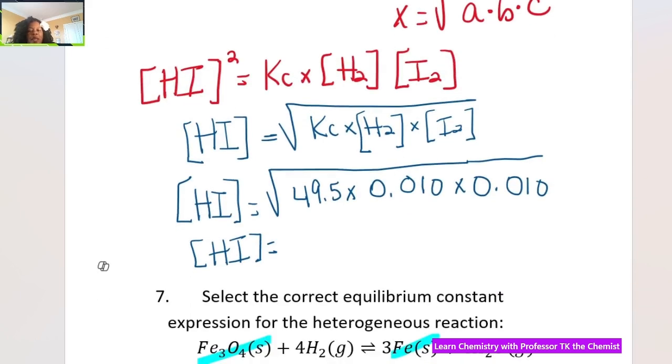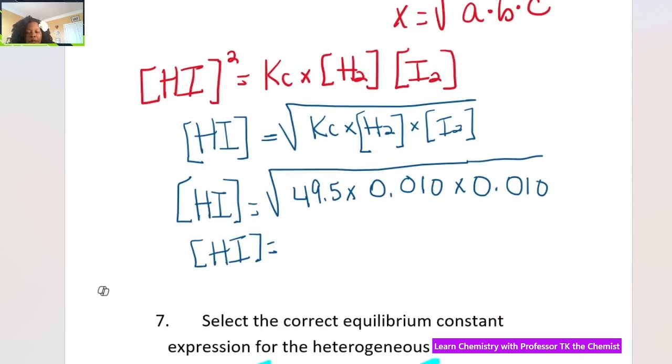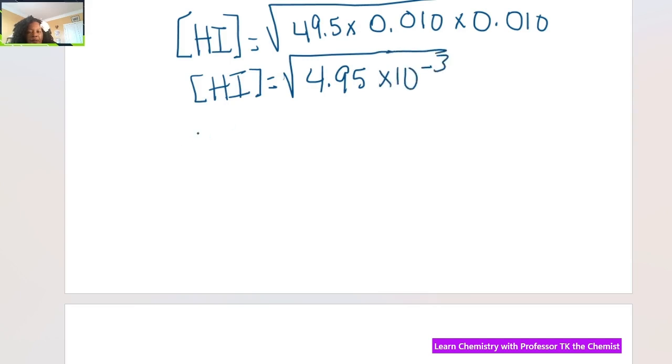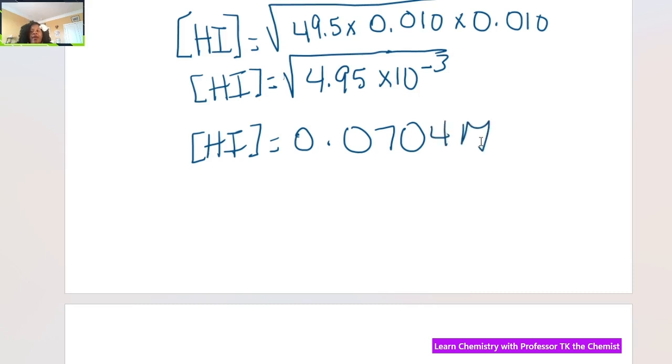HI equals, so let's go ahead and multiply all these numbers here, okay? Let's plug in all of our numbers. We're going to say 49.5 times 0.010 times 0.010. All right. The product of all of those numbers is 4.95 times 10 to the negative 3. HI equals the square root of that number, and this is 0.0704 molarity. And just like that, we are done.